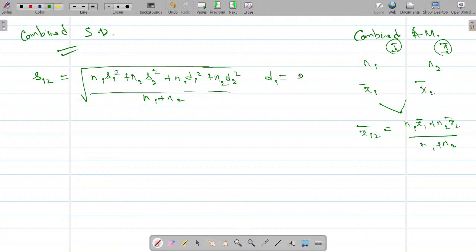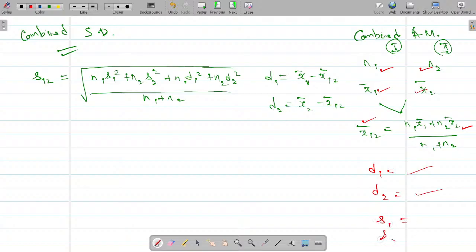What are D1 and D2? D1 is the deviation taken from the combined mean for the first group mean. D2 is the deviation taken from the combined mean for the second group mean. So if you know all these values, which means N1, N2, X1 bar, X2 bar, then you can find X12 bar with the help of this formula. After this, you can find D1, and after this, you can find D2. And if S1 value and S2 value are also given, you can substitute and find the value of S12.